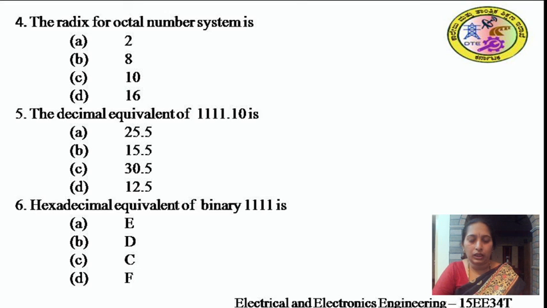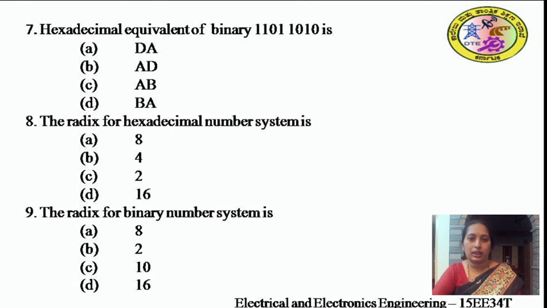The weights are 8421: 8 plus 4 plus 2 plus 1. I get the integer part as 15, and 0.10 is 1 into 2 to the power minus 1. So it is 15.5. The next question: hexadecimal equivalent of binary 1111 is F. Binary 1111 is represented as F in hexadecimal.